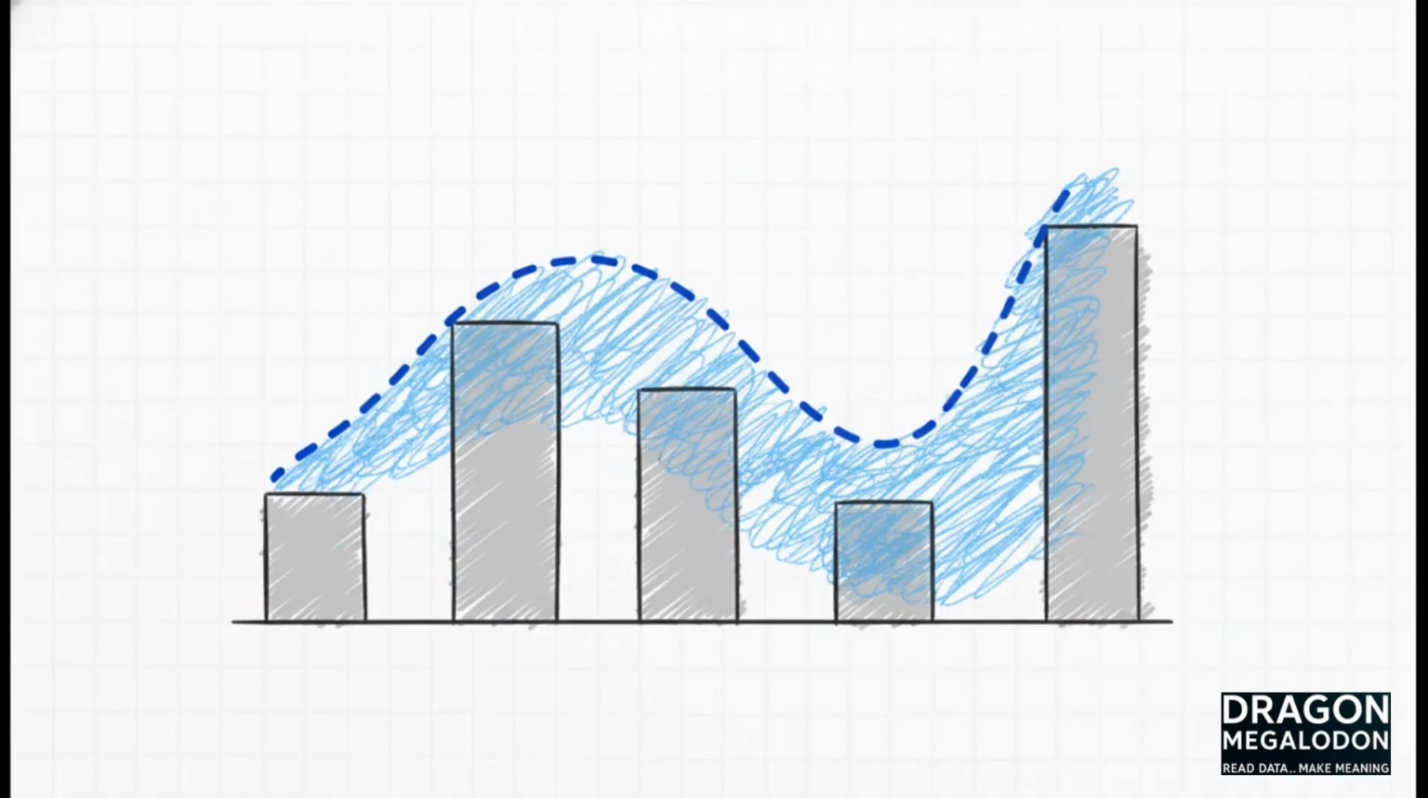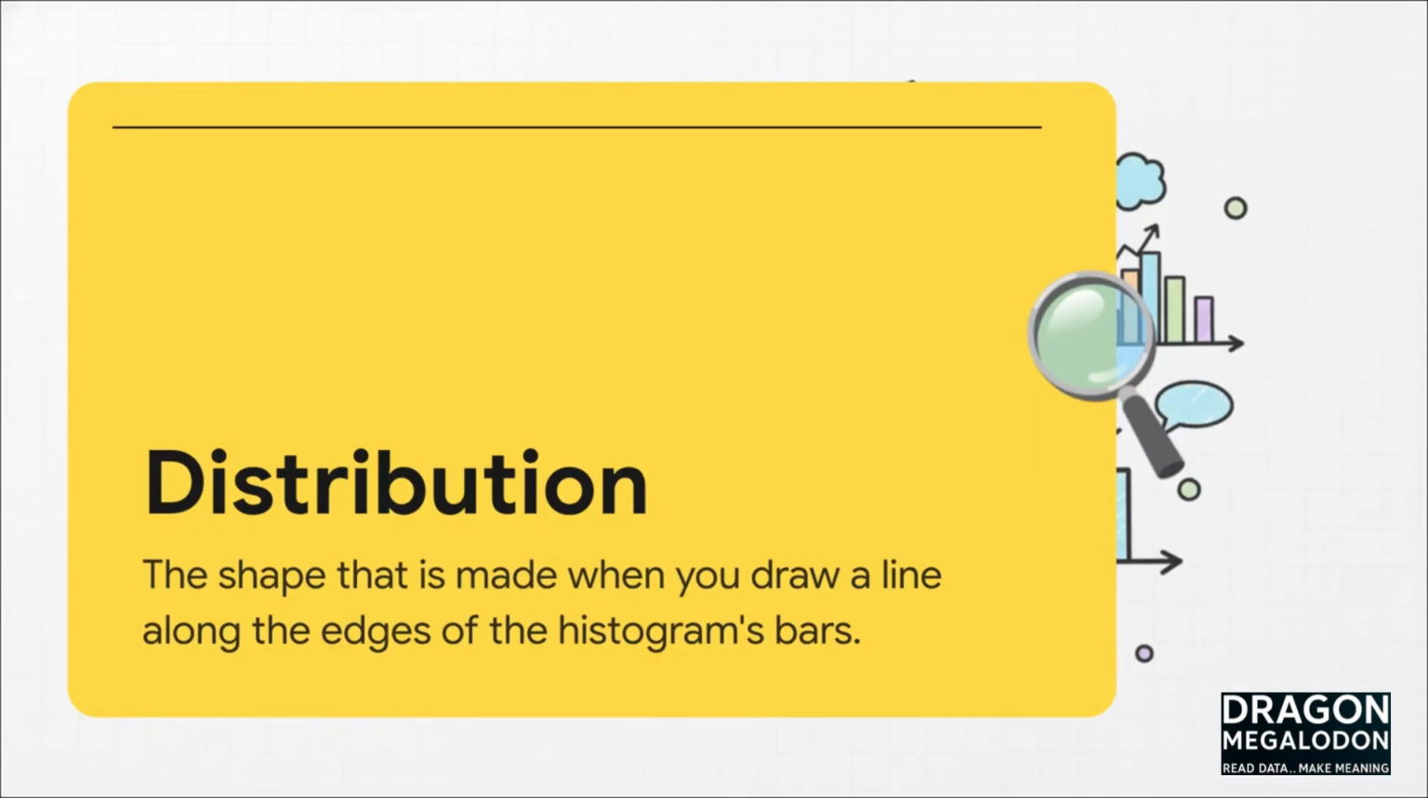Okay, now this is the real aha moment. Imagine just sketching a smooth curve right over the tops of these bars. You see that? By connecting the dots, you reveal the data's hidden shape. And that shape has a very important name. That shape is called the distribution, and this is the big takeaway, folks. That shape, that is the story. It's the narrative that was hiding in plain sight in those raw numbers all along. The histogram is just the tool that finally lets us read it.